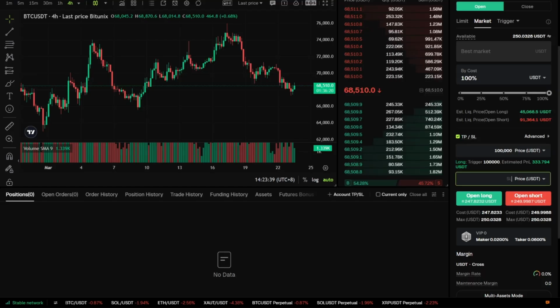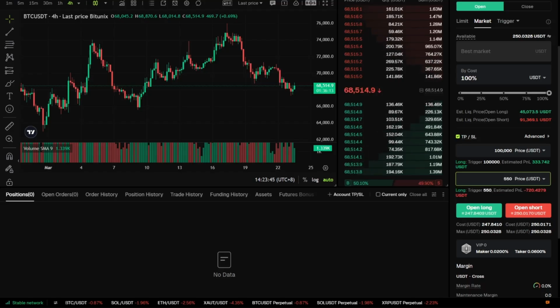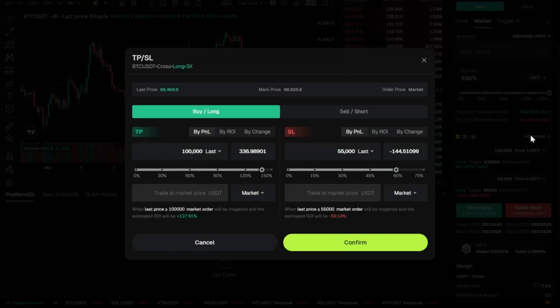For our stop loss, I have a jittery hand, so I don't really want to be in this trade after 55,000. That's when I'll cut my losses. And we can see at 55,000, we will be down about 143 USDT. This is the simple way to add a take profit and stop loss, but we can also click on advanced.